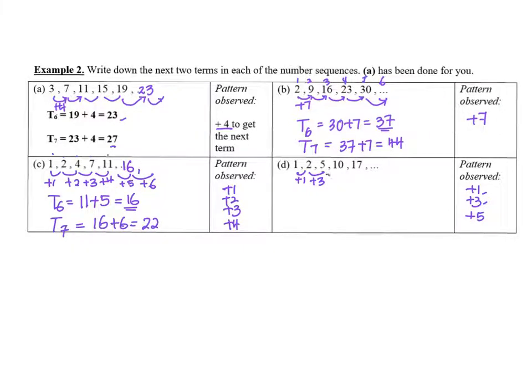Let's check. Is it true? Yes, it's a plus 5. And then we'll have a plus 7. So we are adding odd numbers. So like that, term 6 will be taking 17. I'm going to add the next odd number, 9, and that gives me 26. So term 7, from the number 26, I'm going to add 11, and that will give me the number 37.